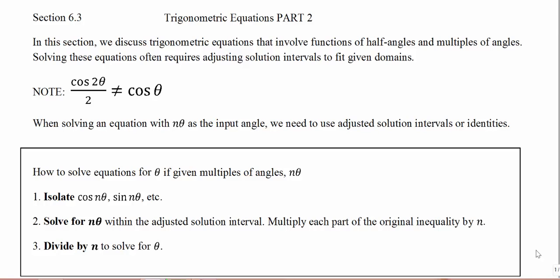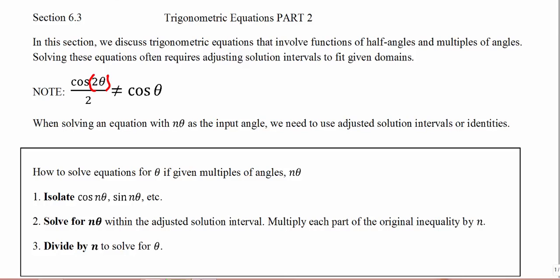Here in section 6.3 we look at solving trigonometric equations. This time we're looking at equations that involve input angles that are half angles and multiples of angles. For example, let's say cosine of 2 theta. When we look at cosine of 2 theta, we have a multiple of the angle theta. So cosine of 2 theta, this is what we would also call a double angle.